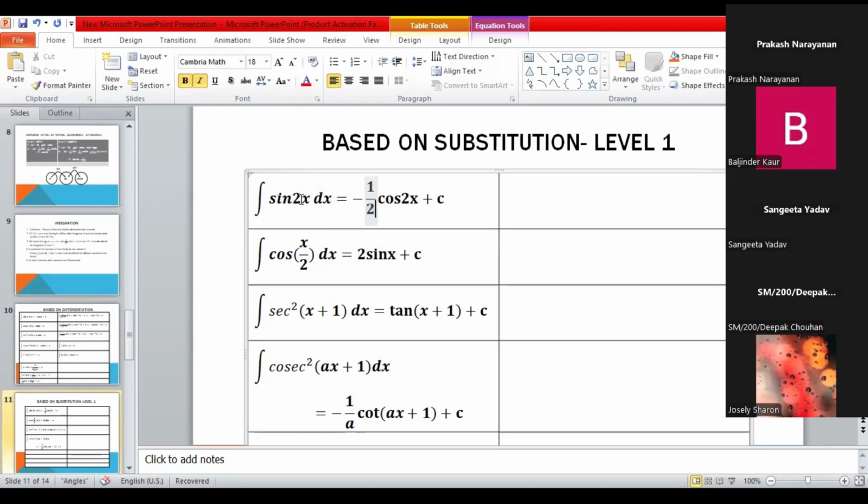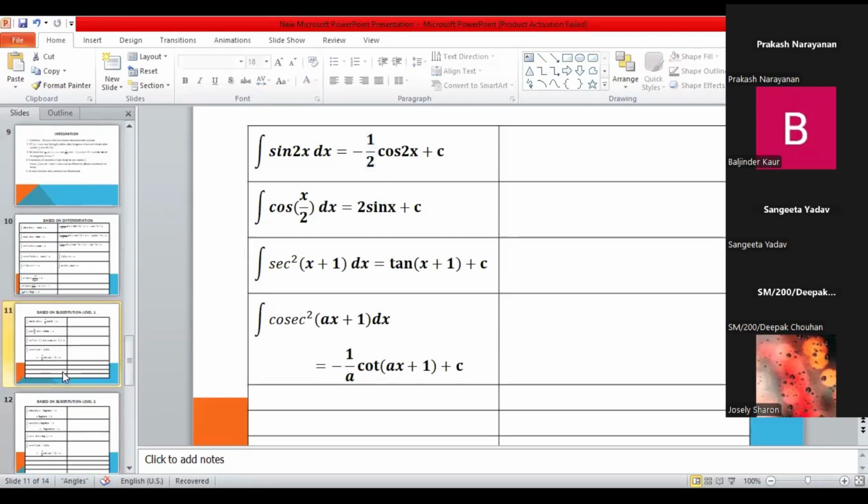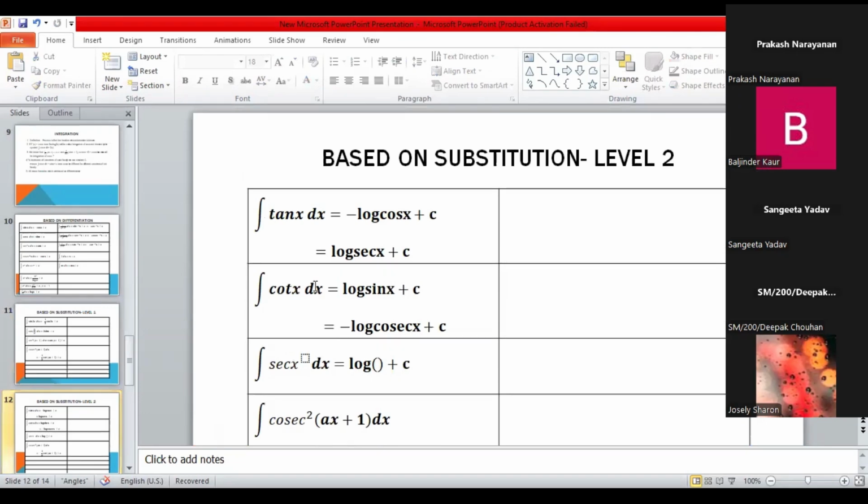It can be multiplied by 2, it can be divided by any constant, like in the second case, it can be a linear function of x, x plus 1, or ax plus 1, or 2x plus 1. So these are certain levels of substitution. Then we go for the next one, which is based on substitution level 2.